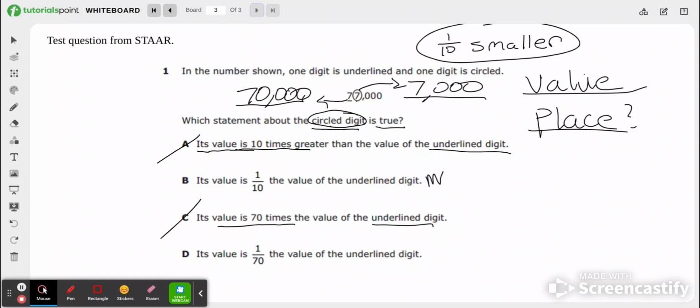Is the value 1/70th the value of the underlined digit? Well, I know this is probably the worst answer because in 4th grade, we never talked about 1/70th. So if we haven't talked about it and we haven't learned it, it is not going to be an answer on a test question. So I can get rid of D. That leads me to B as being the best answer. 7,000, since it's worth less, is 1/10 the value of 70,000.